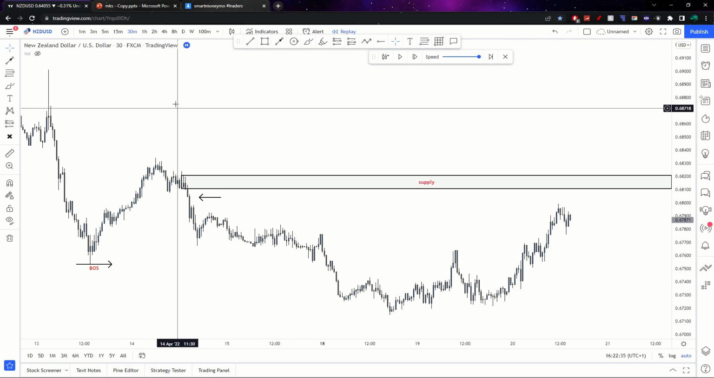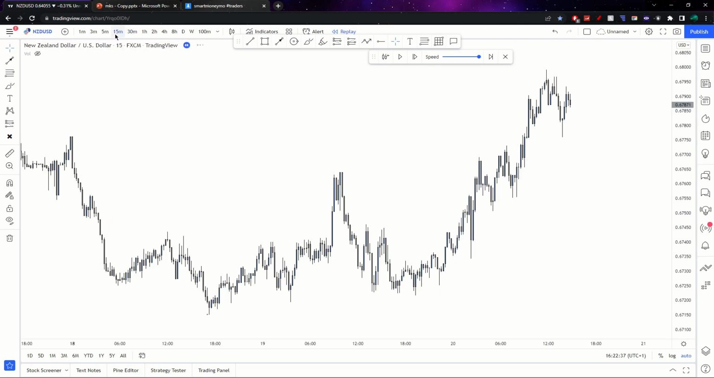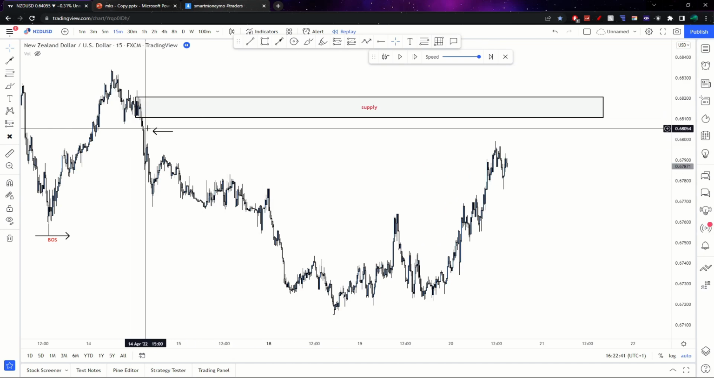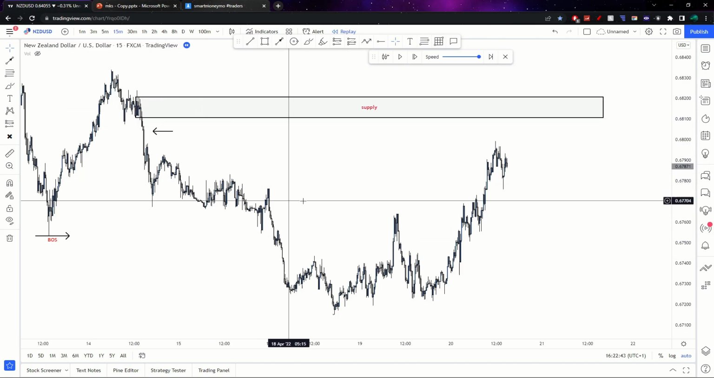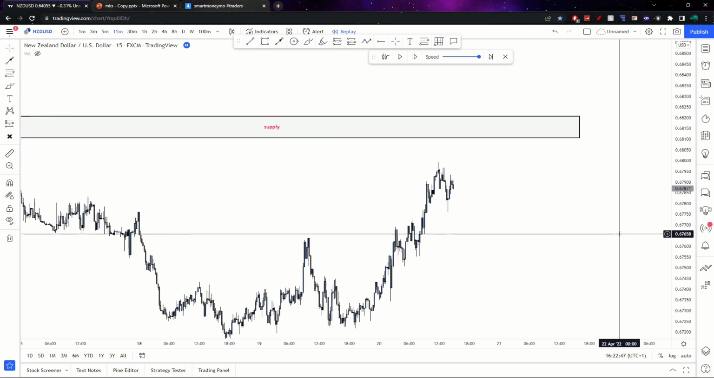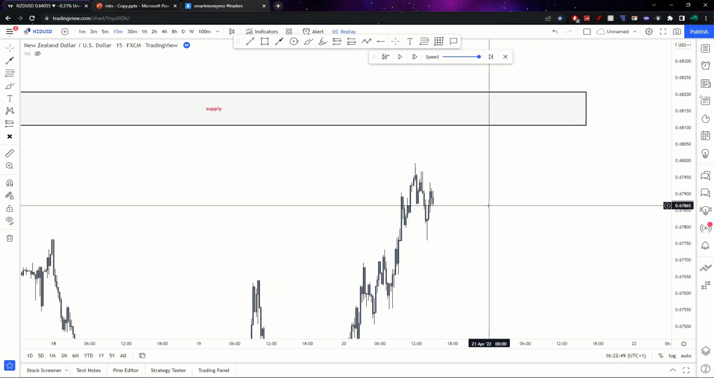But now what we're going to do is wait on the 15-minute time frame for price to come back into this supply. So right now we've established that this supply is valid. We've got the 30-minute zone. Now we're going to wait for price to come back in and show you guys how I gained a change of character on this one.